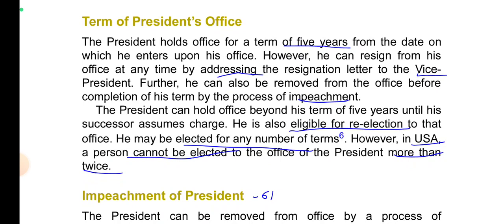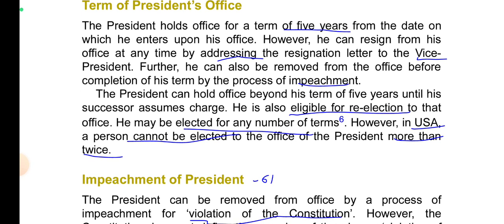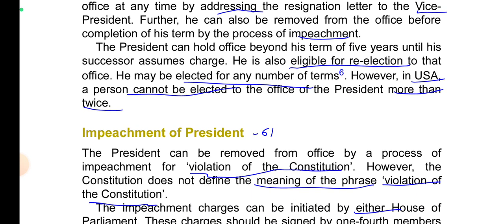Term of President's office. The President holds office for a term of 5 years from the date on which he enters upon his office. However, he can resign from his office at any time by addressing the resignation letter to the Vice President. Further, he can also be removed from the office before completion of his term by the process of impeachment. The President can hold office beyond his term of 5 years until his successor assumes charge. He is also eligible for re-election to that office. He may be elected for any number of terms. However, in USA, a person cannot be elected to the office of the President more than twice.